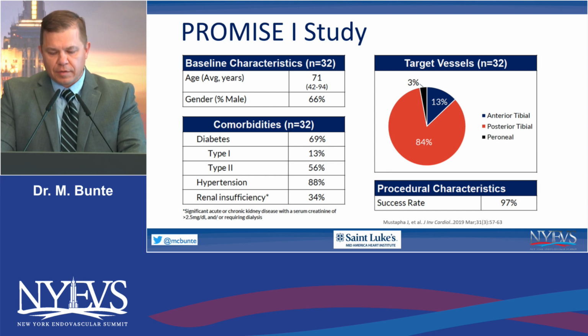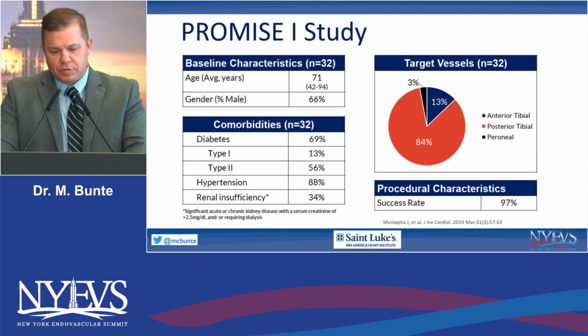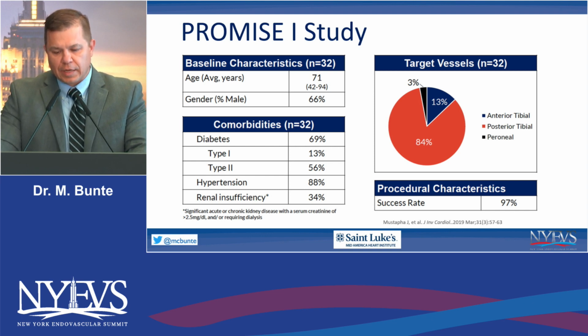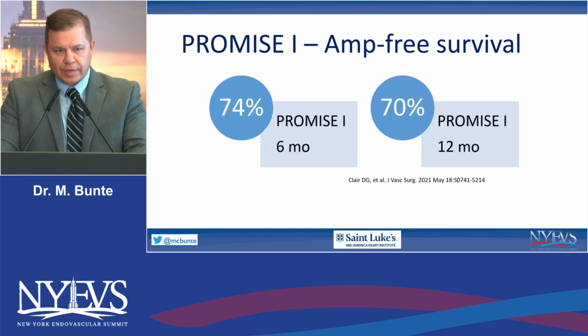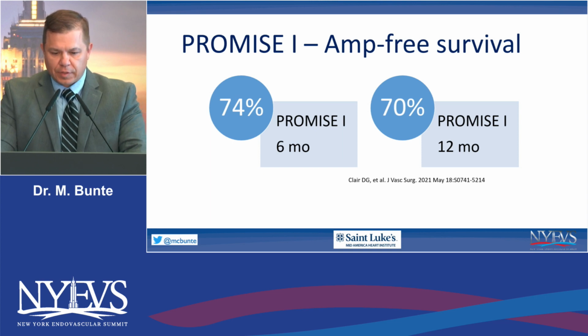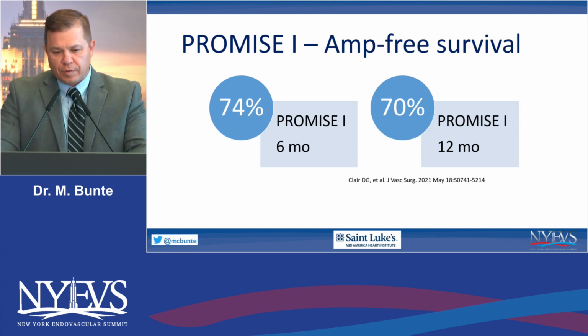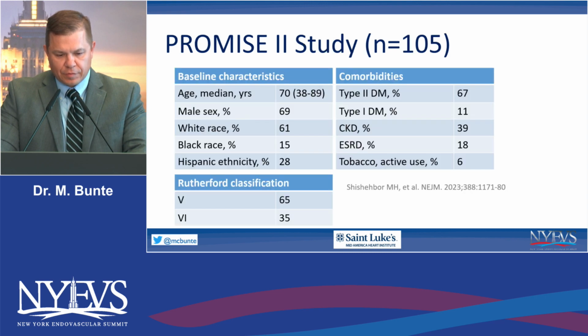I'm not going to go into the slides here too much on the data, but just to say that the heavily diabetic population with a lot of renal insufficiency, which we all recognize characterizes the population, had pretty reasonable amputation-free survival out to 12 months in the first U.S. attempt at this procedure using the LimFlow products. That data was presented by Dr. Clair and colleagues a couple years ago now.